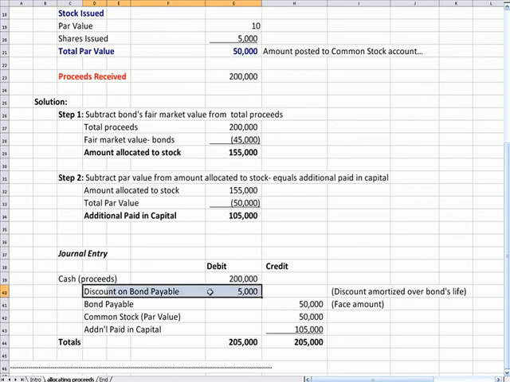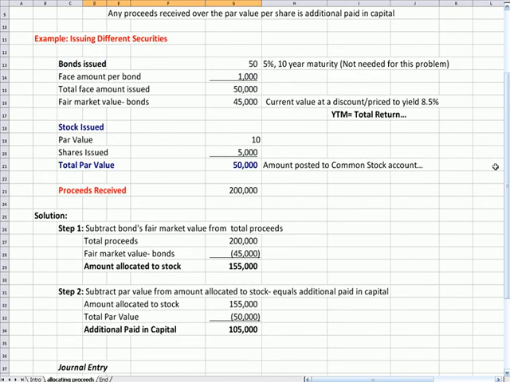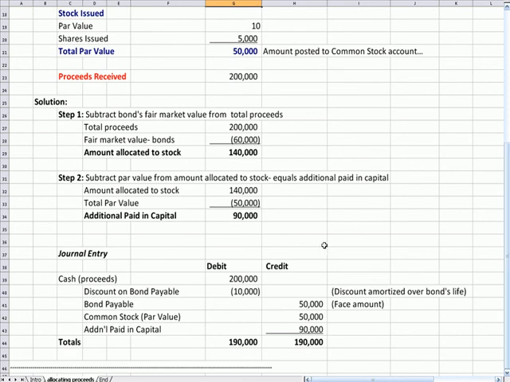Now I can change the example just slightly. What if the fair market value of the bonds was $55,000? Well, now the bond's being issued at a premium. So it might be priced to yield something less than 5%. I'm going to say, just to make up a number, that it's 4%. I'm sorry, I'm going to make it $60,000 premium. Okay? The entry would look slightly different. Instead of a discount on bond payable, I'd have a premium on bond payable.